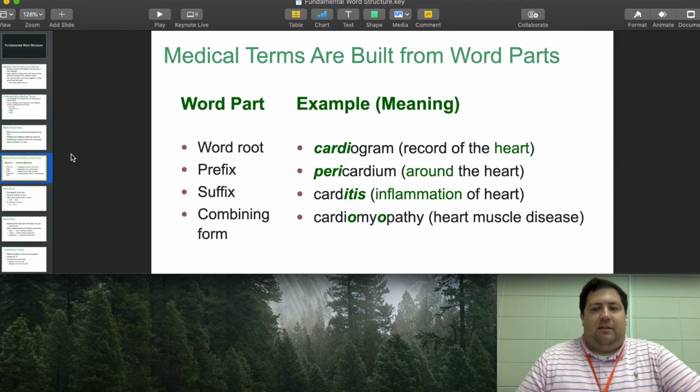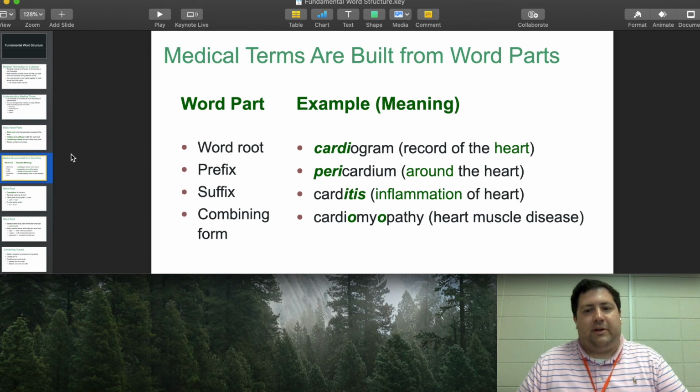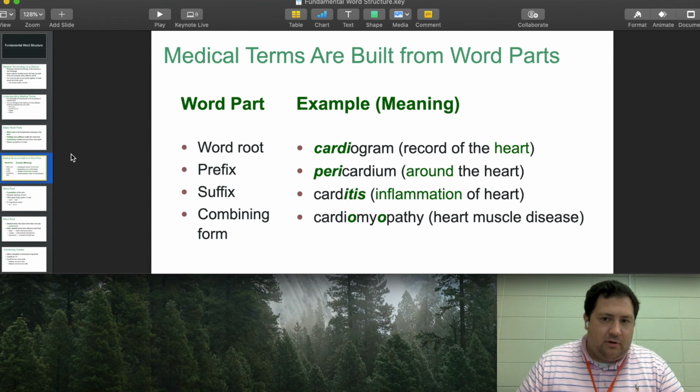Looking at these medical terms, we've already talked about cardiogram. It's a record or a picture of the heart, and the word root there is cardi. But if you throw some other parts around there, it changes the whole meaning of the word. So cardiogram is a record or a picture of the heart.